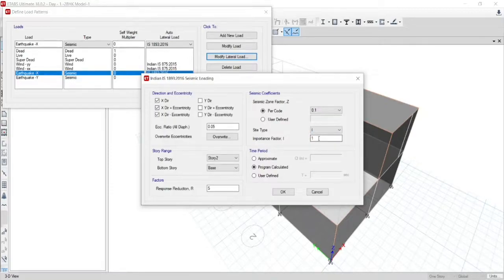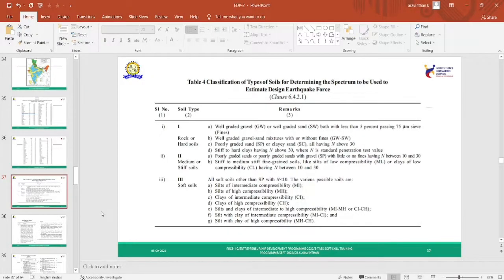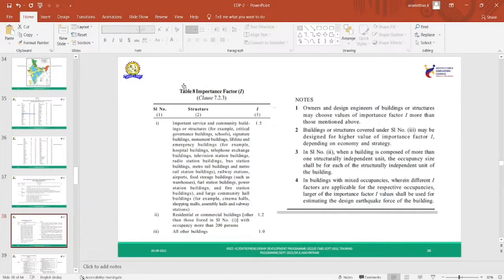Now importance factor. What do you mean by importance factor? Yes, table 8. You can find this in IS 1893. In table 8 you have different types. The important structures, for example hospital building, telephone exchange, television station, radio station, bus station, metro rail buildings, railway station. These are all called importance structures. In no case can they fail. Whatever might be the earthquake, these structures should not fail.